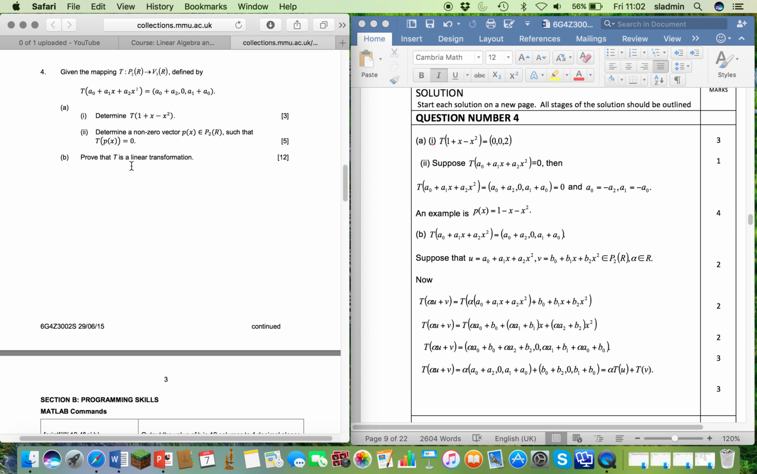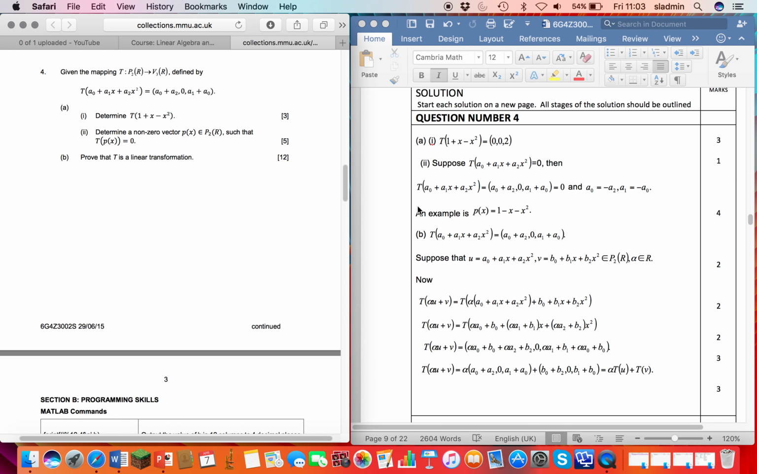For part B, we want to prove that this mapping, T from P2R to V3R, is indeed a linear transformation. For part A, part 1, we want to determine T of this polynomial. You can see here that a0 is 1, a1 is 1, and a2 is minus 1. If we substitute those values into the right-hand side for a0, a1, and a2, then we get this three-dimensional vector.